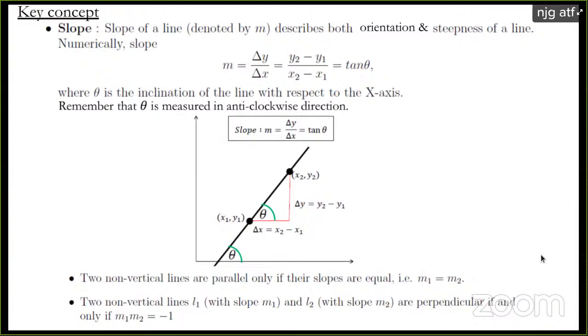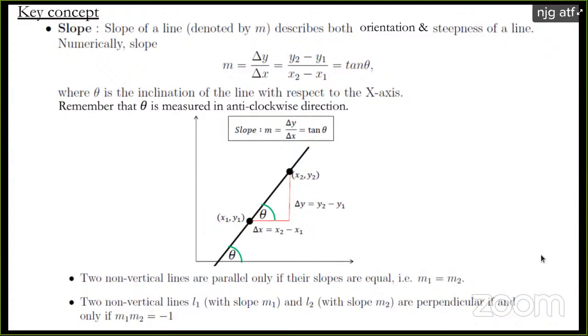Slope of a line describes both the orientation and steepness of a line. That is, the direction of that line and its inclination with respect to the x-axis: how much it is inclined, and in which direction it is going. If you want to know the orientation and steepness, it's enough to calculate the slope of that line.